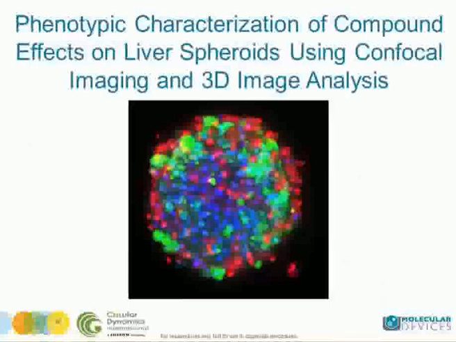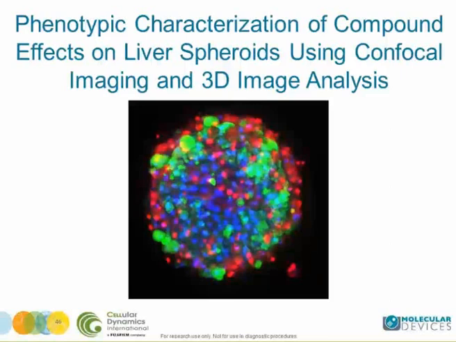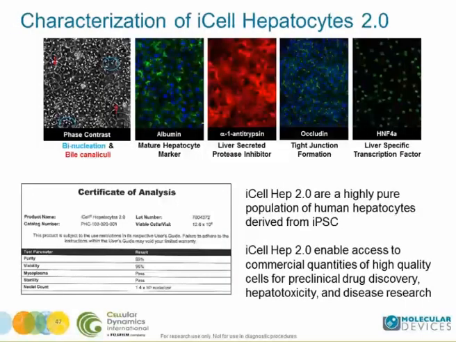The next topic of my presentation is phenotypic characterization of compound effects on liver spheroids using confocal imaging and 3D image analysis. This work was done in collaboration with Cellular Dynamics International. This work was done using iCell hepatocytes from Cellular Dynamics, and those are highly pure population of human hepatocytes derived from induced pluripotent stem cells.